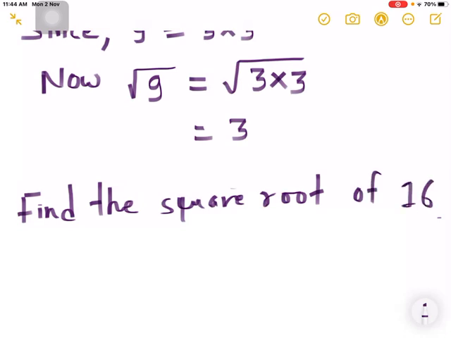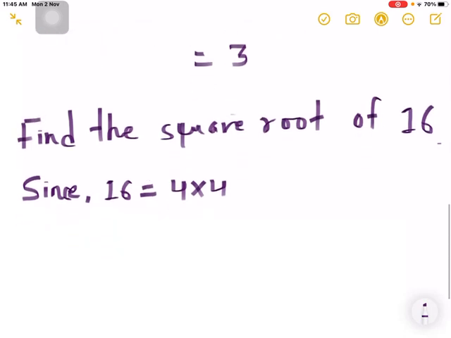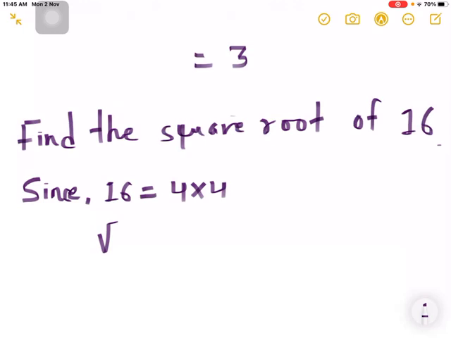16. Okay, let us find out the square root of 16. Since 16 means 4, if we multiply 4 with 4, then we will get 16. And here we are going to find out the square root of 16. So let us put the square root symbol on both sides.